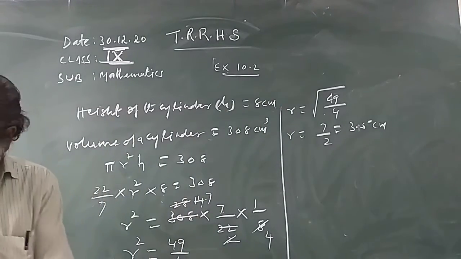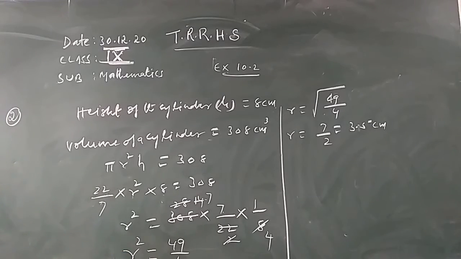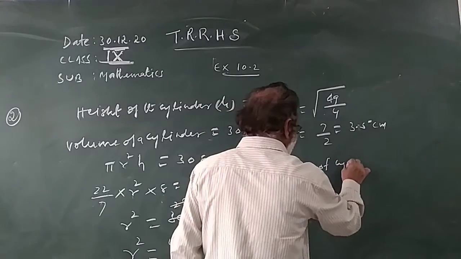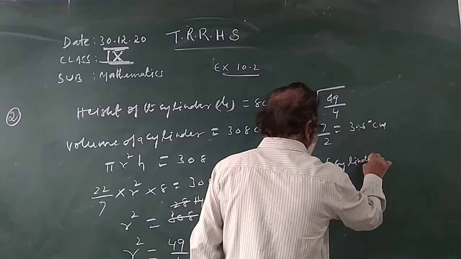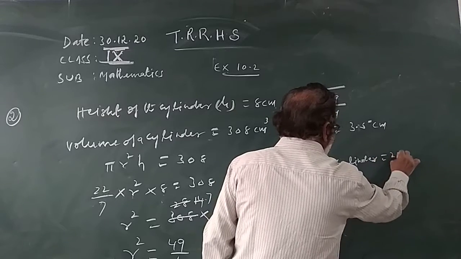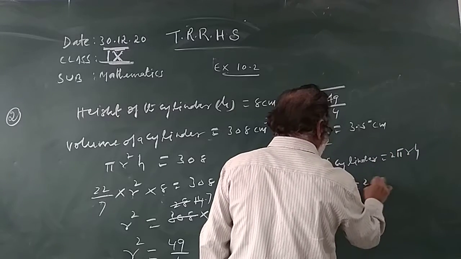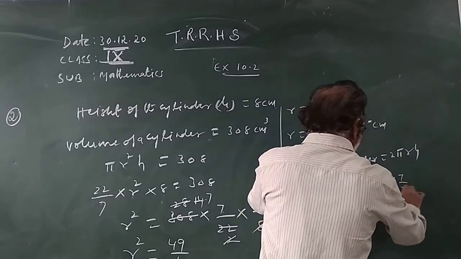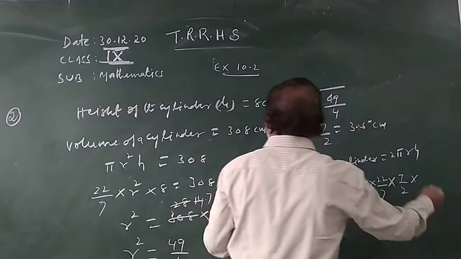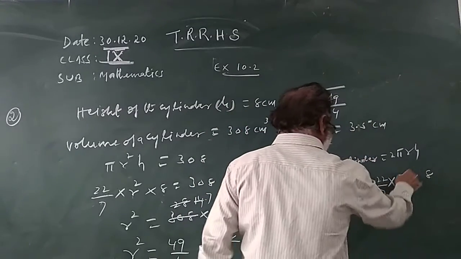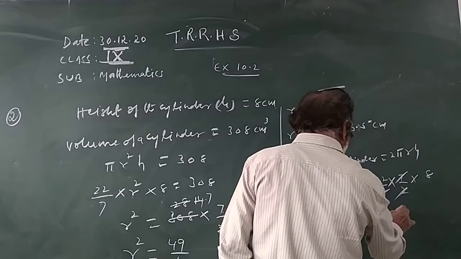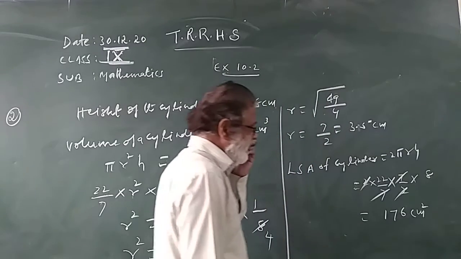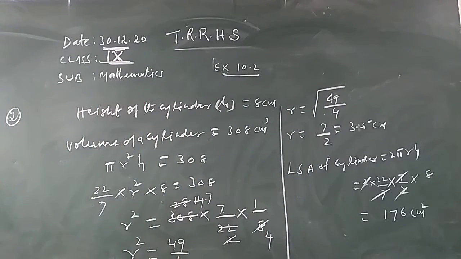Here, find out LSA and PSA. You know that LSA of cylinder is equal to the formula 2 pi r h. So 2 into pi, 22 by 7. The radius is how much? 7 by 2 or 3.5. h is already given. So 7 ones are 7, 2 twos are 2. So 176 square centimeters. 22 eights are 176.